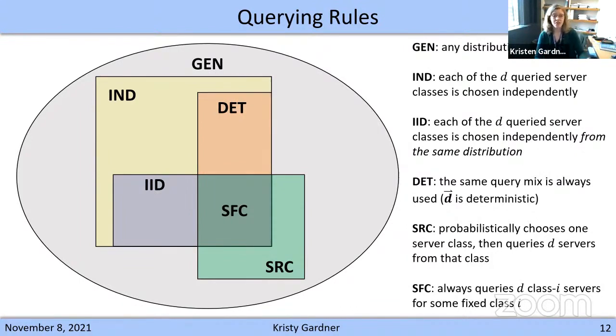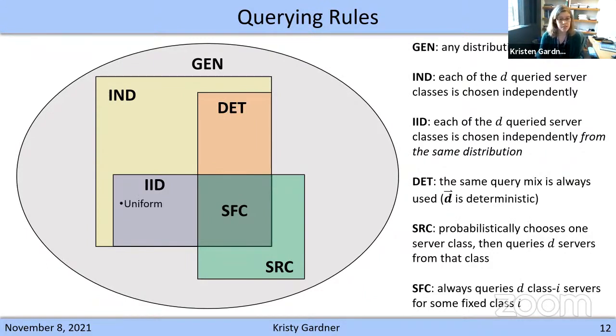Now, everything that I've got up on the screen so far are querying rule families, in the sense that there are still parameters that control different policies that exist within those families. Single fixed class is parameterized by the class that I'm going to choose. IID is parameterized by the die that I'm going to roll, the probability distribution over the classes for each server. And there are a few specific policies of interest that use a specific parameterization.